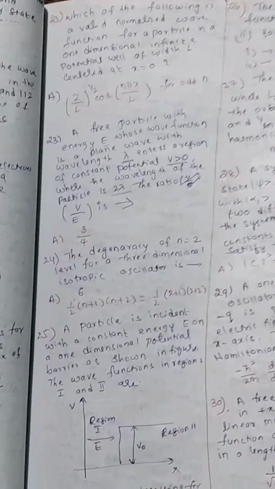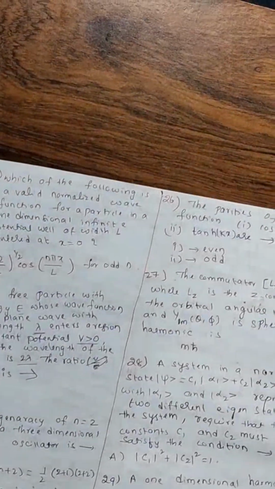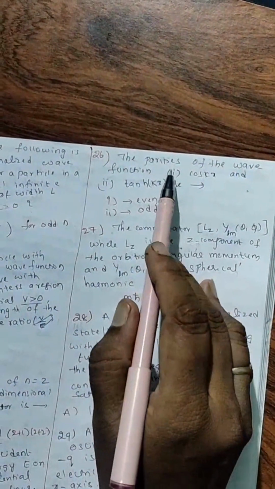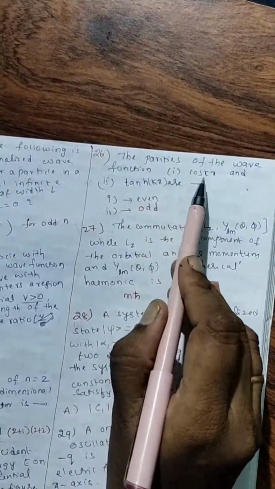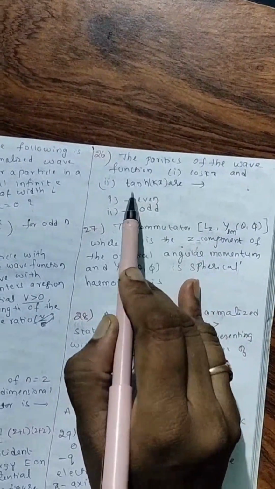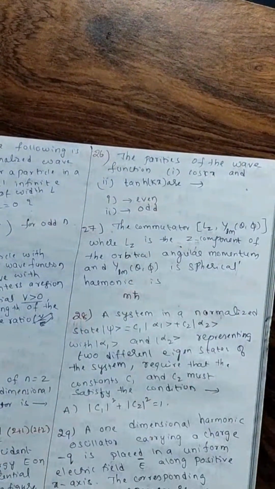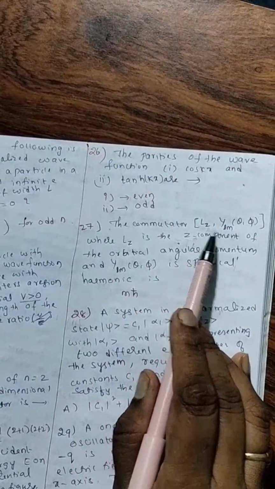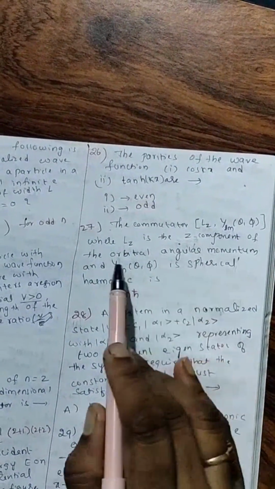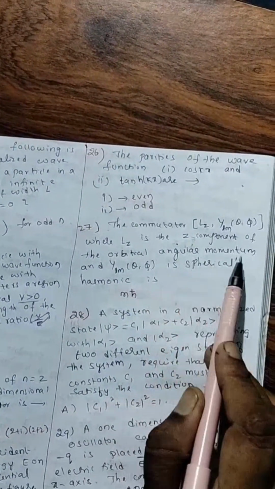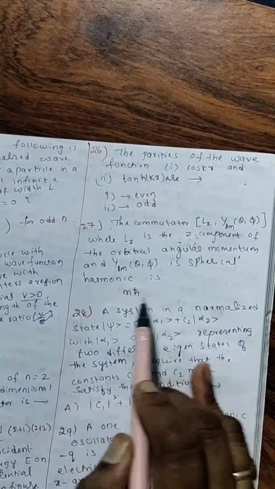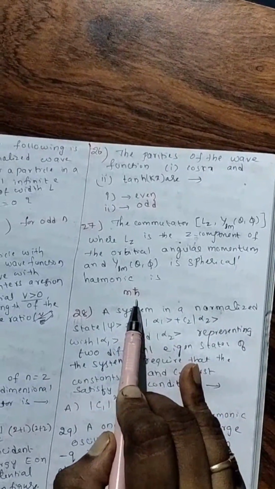Now next, the 26th one. The parities of wave function: for cos kx, it is even. For tan hx, it is odd. Next, the commutator of Lz with Y lm theta phi, where Lz is the z component of the orbital angular momentum and Y lm theta comma phi is the spherical harmonic, is m h cut.